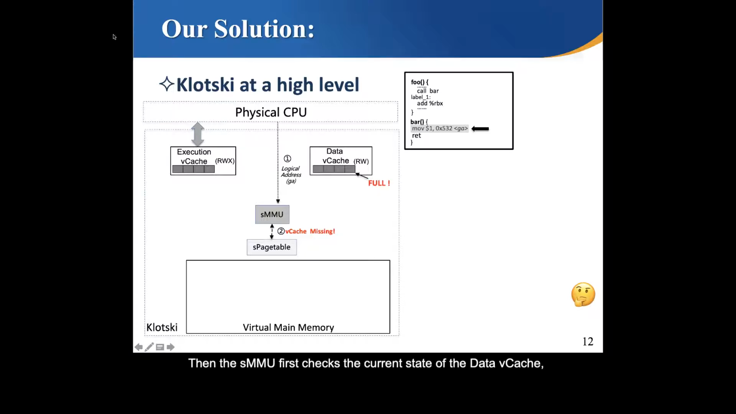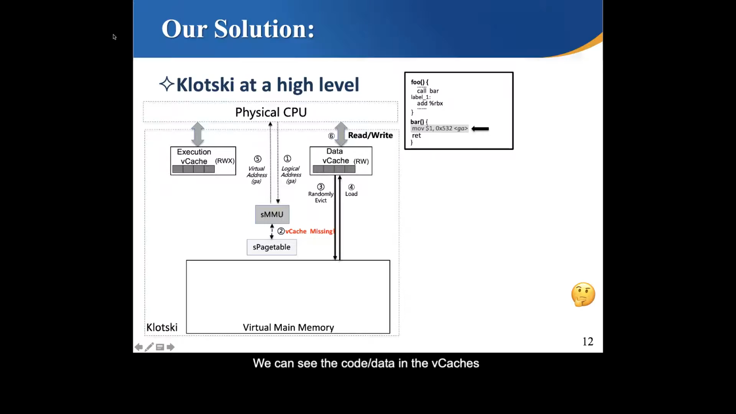Then, the SMMU checks the current state of the data vcache but finds all the slots are occupied. So, it randomly selects a minimal page in the data vcache and evicts it to the virtual main memory. Next, it loads ga's corresponding minimal page to the slot and updates the corresponding S-page table entry. After that, the SMMU translates ga's logic address to the virtual address in the vcache and returns the address to the CPU for writing. We can see the code and data in the vcache are randomized via frequent replacement at runtime.